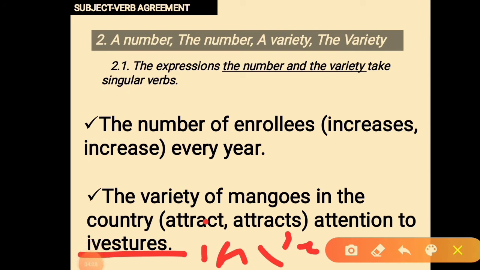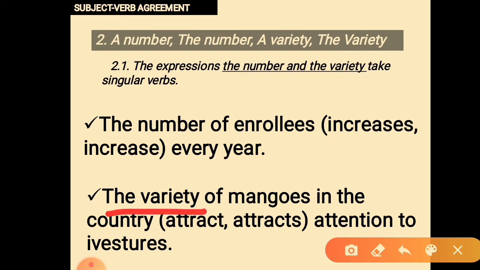So, in this case, you have noticed the word the variety. Same thing. The rule says that if there is an expression, the variety, the verb is singular. Ano nga po yung singular na verb? May S. So, the verb that we'll be using here is correct, attracts. Kasi verb siya, singular siya rather.